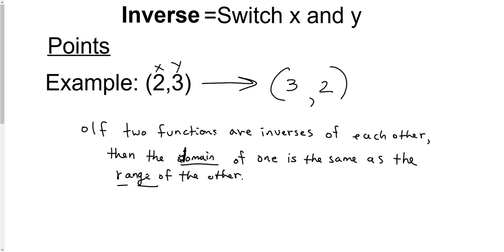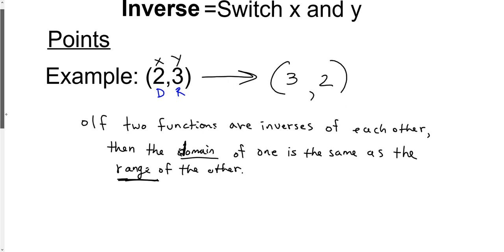So that exact sentence, maybe it's not that exact. It's going to say if 2 functions, f of x and g of x, are inverses of each other, then the domain of f of x is the same as the range of g of x. I just didn't want to write all that. But that kind of makes sense because your domain is the x value and your range is the y value. So if you switch them and they're inverses of each other, the domain becomes the range and the range becomes the domain.